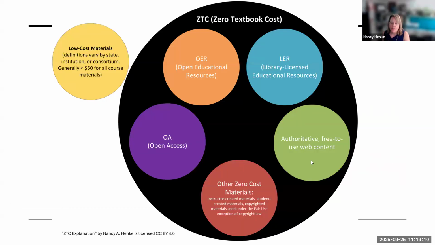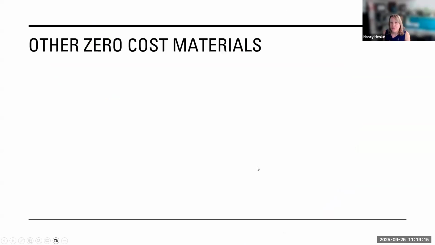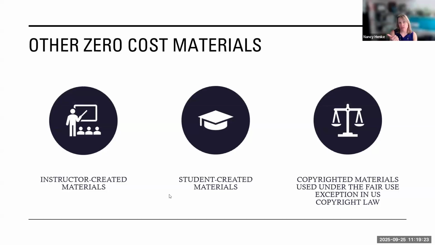Okay, then we have our nice catch-all, other zero-cost materials. Other zero-cost materials are just this final catch-all category of other ways that you can achieve the goal of ZTC. So this might be instructor-created materials. Plenty of instructors already create their own slide decks, study guides, and worksheets to help a student think through steps in a process or something like that. Those are learning materials the instructor has created. They're obviously deeming them high quality, and they are one of the other ways to achieve zero textbook costs. So these are things the instructor creates and just shares with their students.